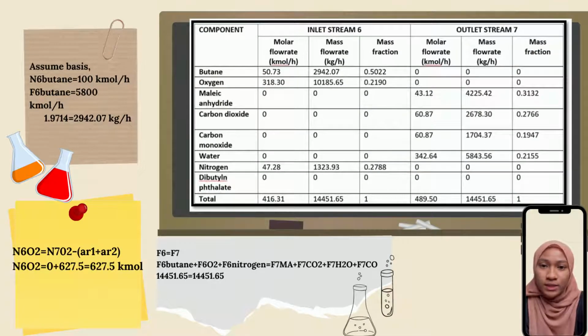Mass balance at reactor. At the beginning of the calculations, we assume the basis flow rate of butane is 100 kmol per hour, and then we factorize by dividing by 1.9714, and then we get the value of feed after reactor. The stream is led to the reactor that contains butane, oxygen, and nitrogen that produce carbon dioxide, carbon monoxide, water as vapor, and our main product Maleic Anhydride. From this table, I can show each substance of the stream, so we can see the balance from the inlet and outlet.